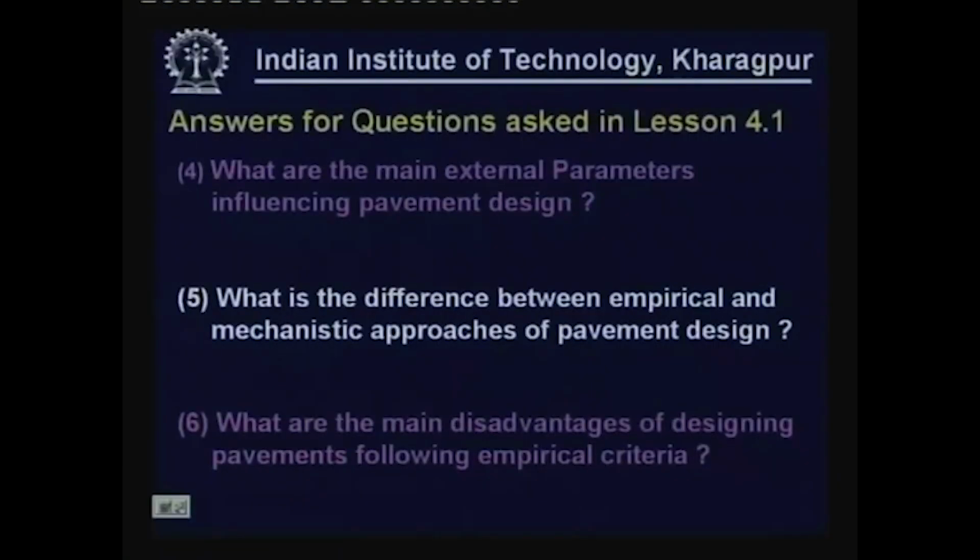What are the main disadvantages of designing pavements following empirical criteria? Because this is based on past experience, based on some statistical correlation, this cannot be extrapolated to new conditions, new materials, new traffic conditions. Can be done, but not with a great deal of confidence.